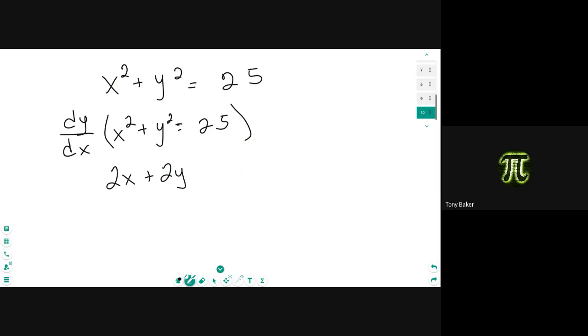What's y typically? Y is typically the answer, right? So y is a function. Y has got other things in it. So what you have to do is multiply it by y prime. Whenever you take the derivative of y, you multiply it by y prime. That's in essence the derivative of whatever y is.